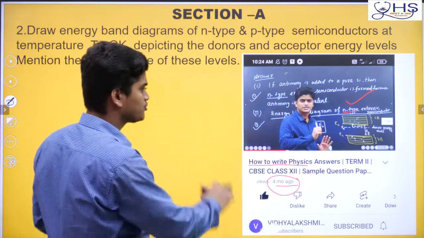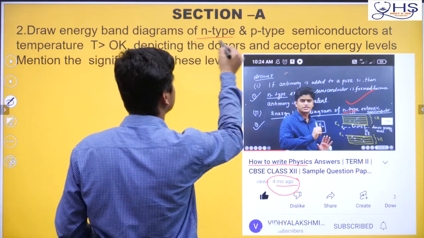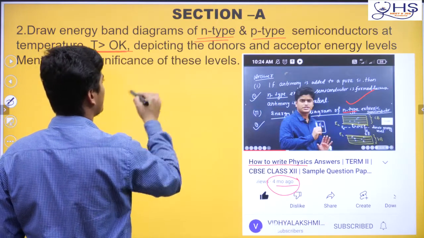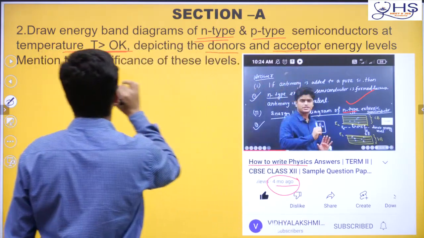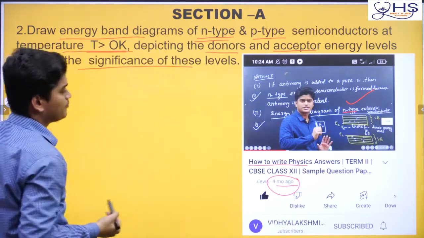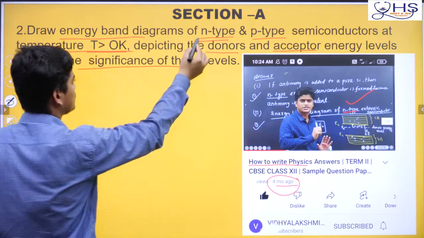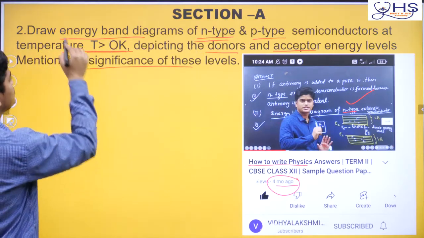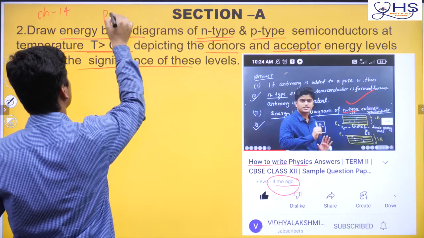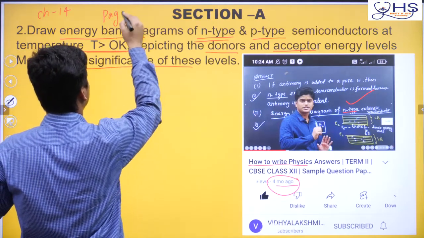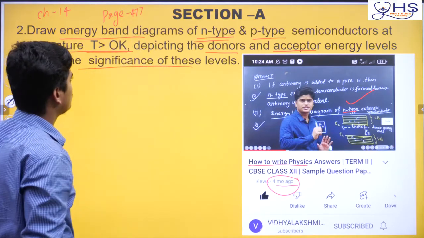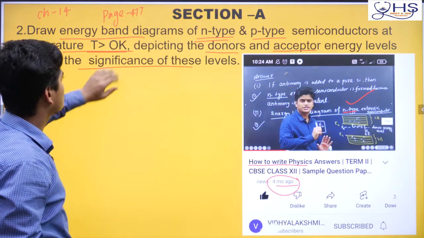Again I am doing it here, see. Here they ask for N-type and also P-type semiconductors at temperature T greater than 0 Kelvin, and tell what the donor level and acceptor level are, or their significance. Now, if we take N-type and P-type, it is the same chapter 14. For the 2019-20 edition you can check page number around 477. The picture will be given there.